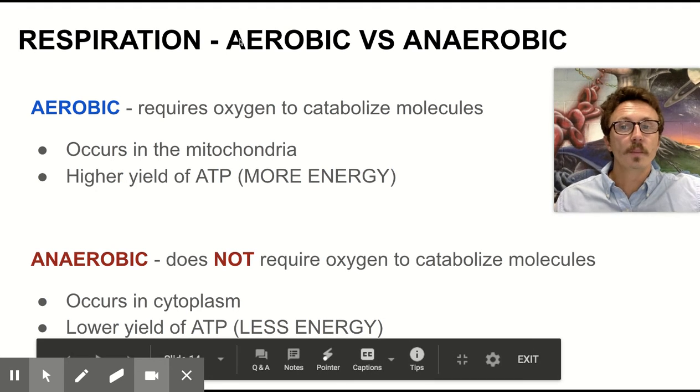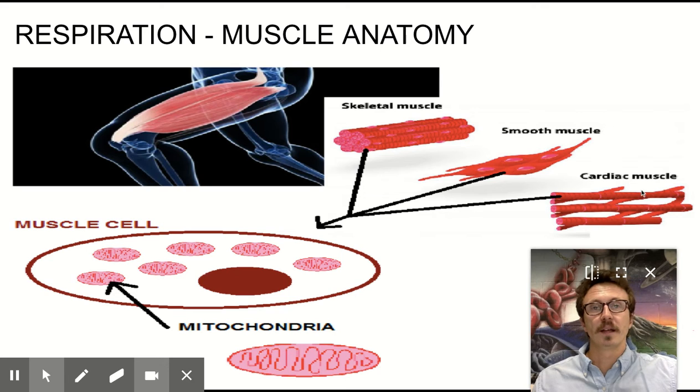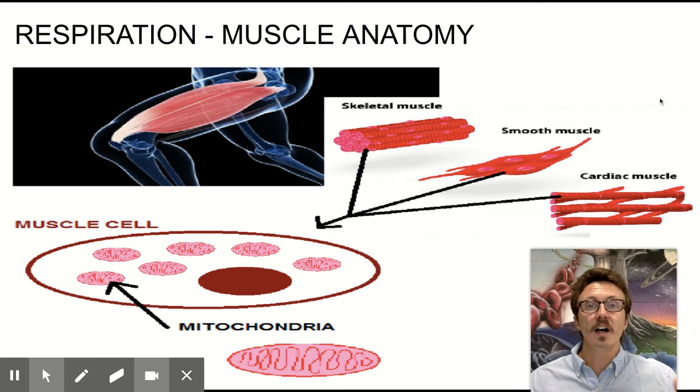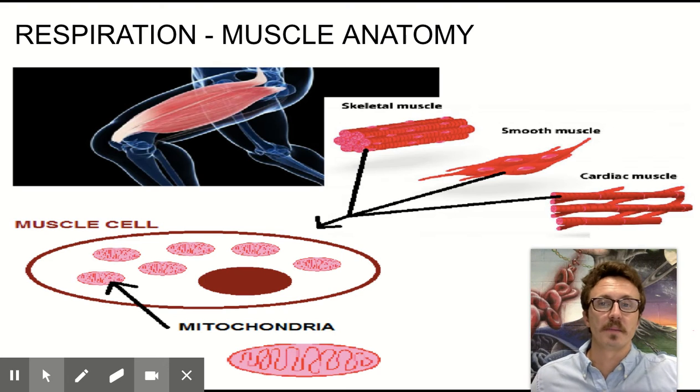So aerobic, lots of oxygen, lots of energy. Anaerobic, not a lot of oxygen, not a lot of energy. But we're going to talk about aerobic respiration first. So where does aerobic respiration take place? It's going to take place in any cell that has access to oxygen and any cell that has a mitochondria.